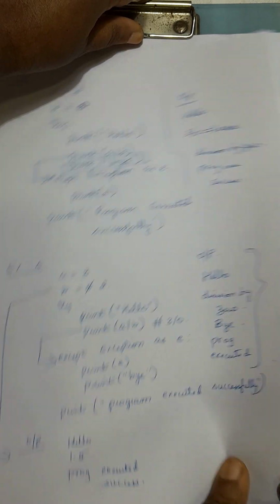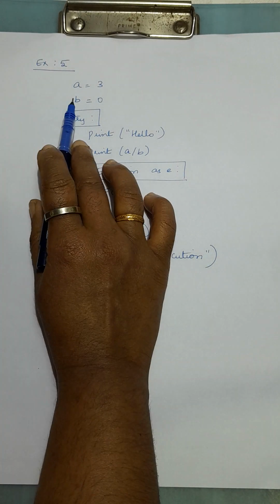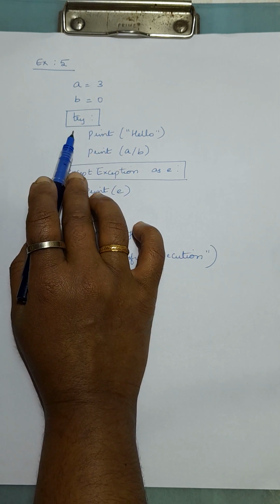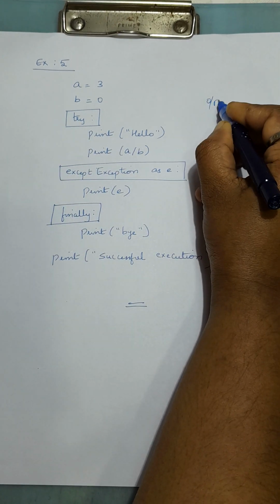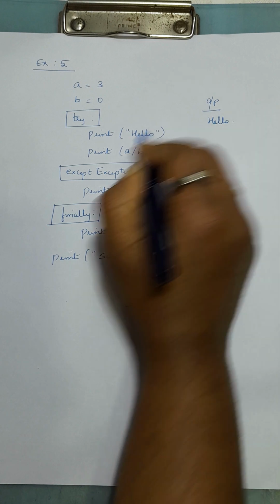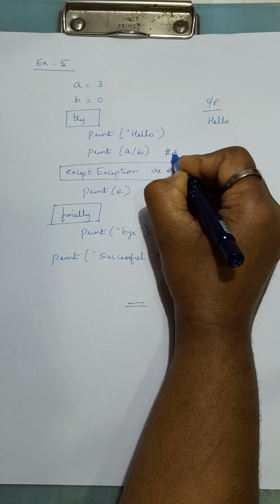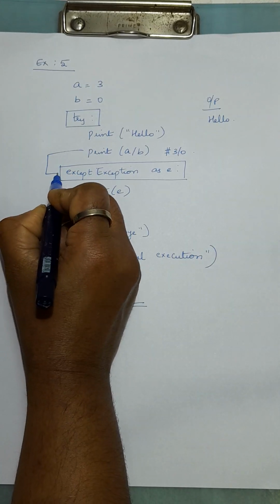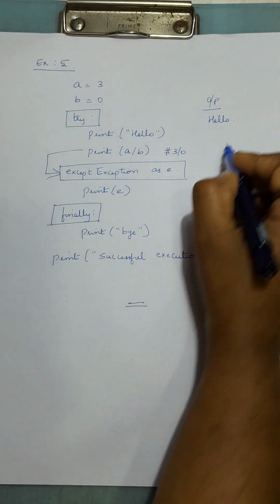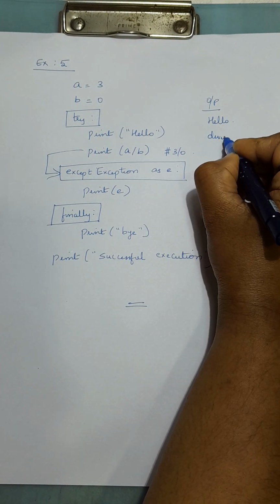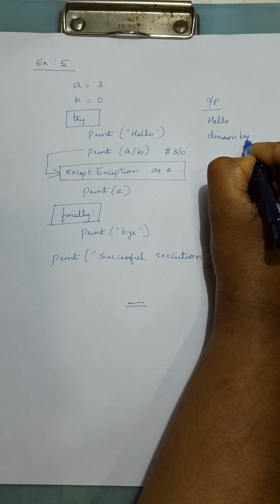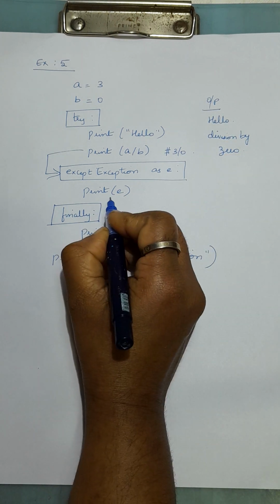See the next part, which is a very important part here. A is equal to 3, B is equal to 0, try. Okay, so I'll get the output hello. Now A divided by B, what is A divided by B? It is 3 divided by 0. There is an exception, so it moves to the handler. I'll get the output division by 0.